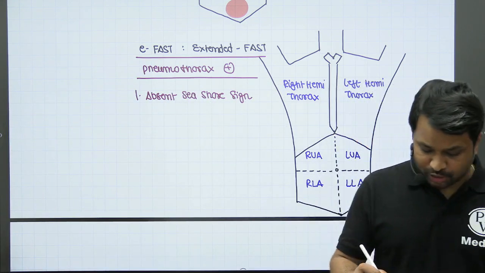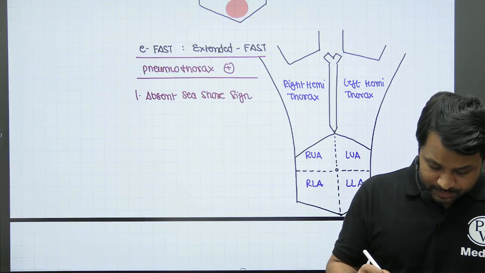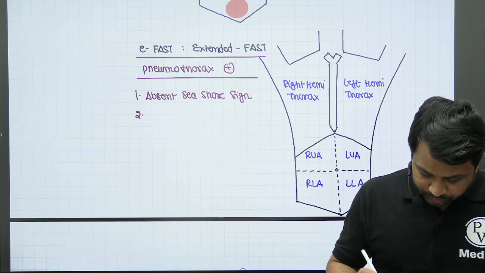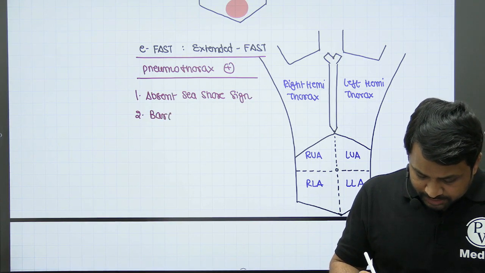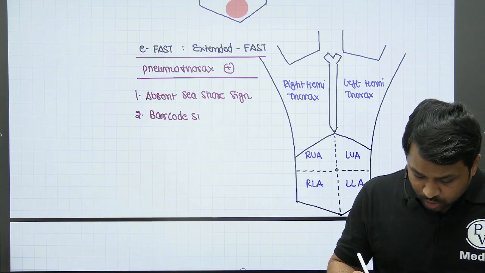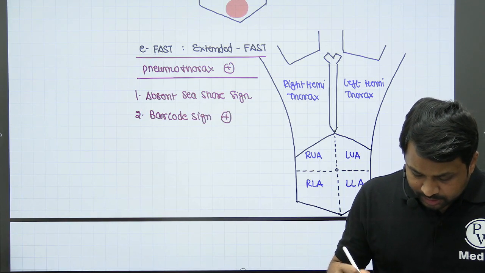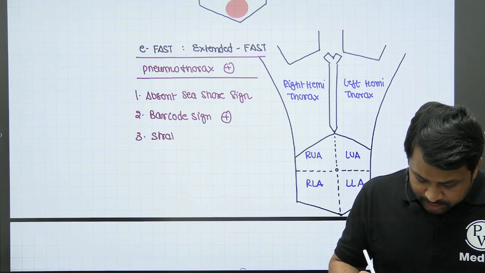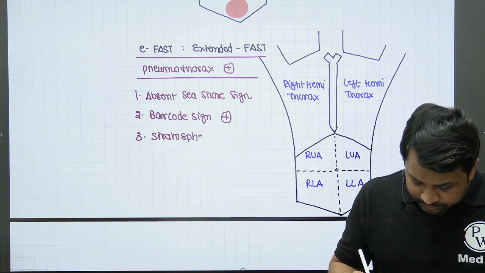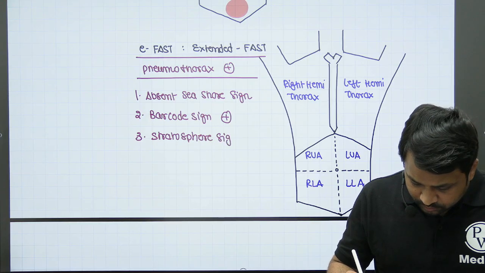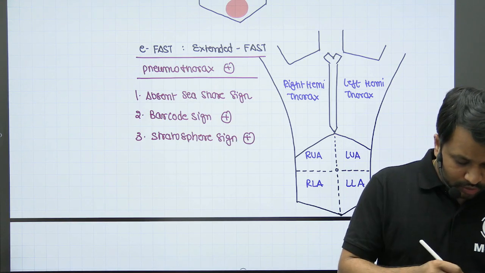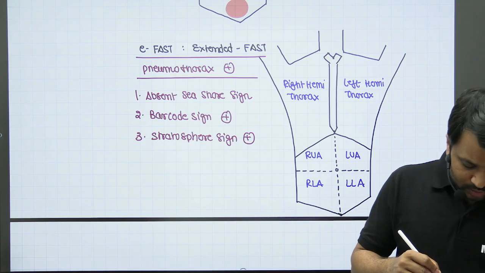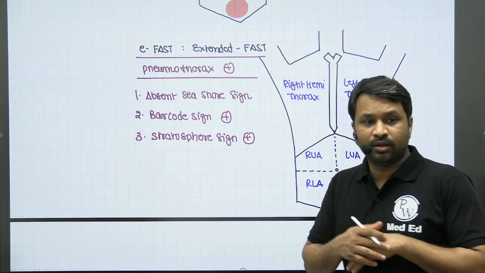The absent seashore sign, or there is presence of this barcode sign. This presence of the barcode sign is also referred to as the stratosphere sign.